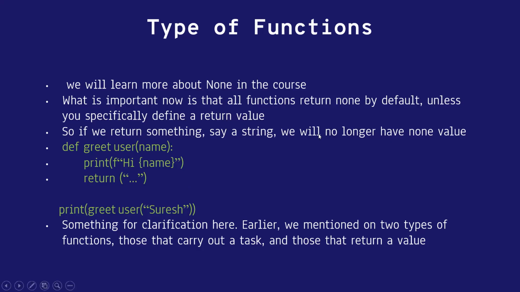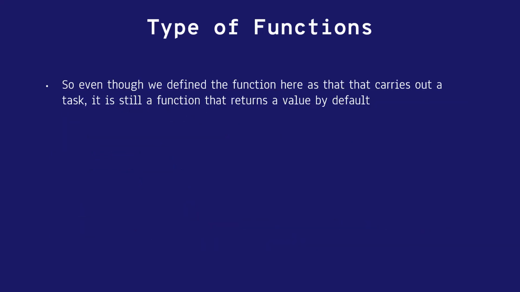Something for clarification here. Earlier we mentioned two types of functions, those that carry out a task and those that return a value. Even though we define the function here as one that carries out a task, it is still a function that returns a value by default, because all functions return None. They return a value by default. So that is it for types of functions.